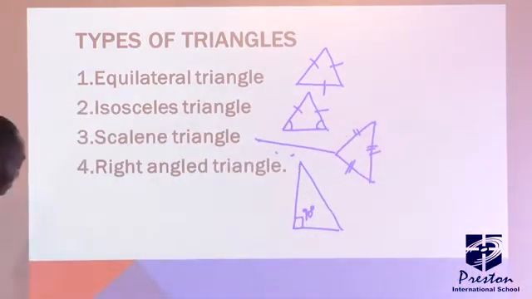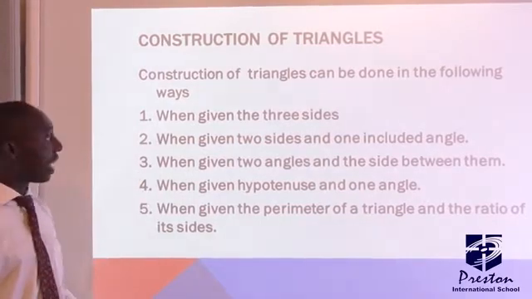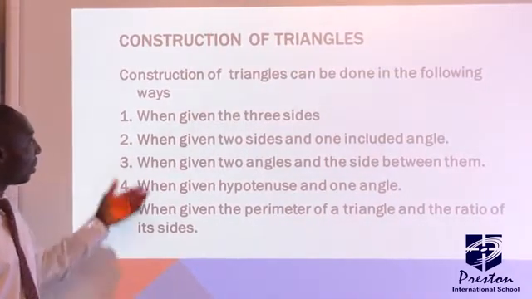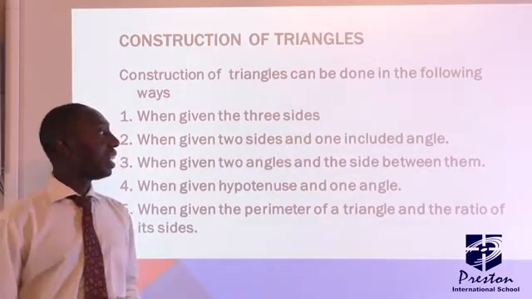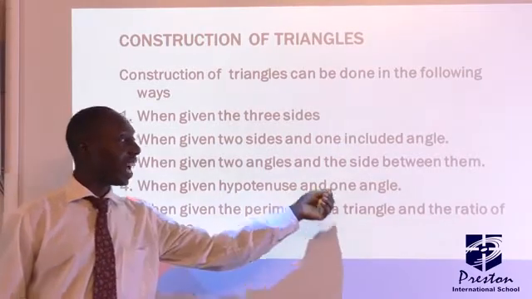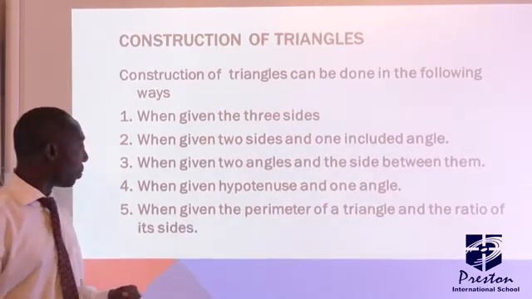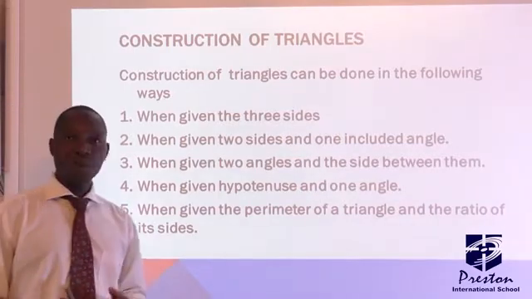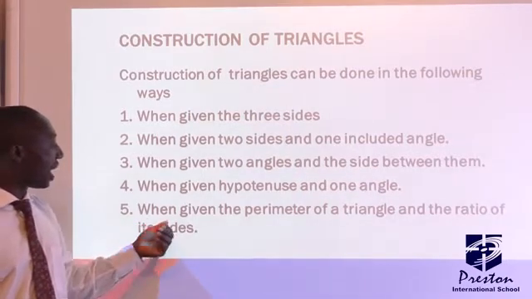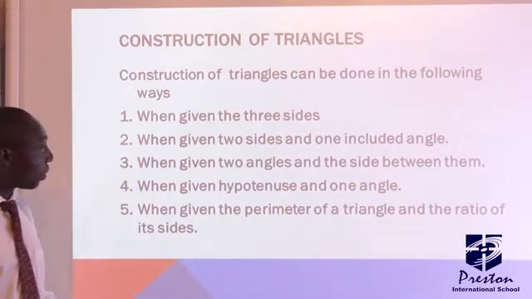So how do we construct a triangle? We have various methods you can use. Number one, when you are given the three sides, you can conveniently construct your triangle. Number two, when you are given two sides and one included angle. When given two angles and the side between them. Also, when you are given the hypotenuse and one angle. And the last one we want to discuss here is when you are given the perimeter of a triangle and the ratio of its sides.